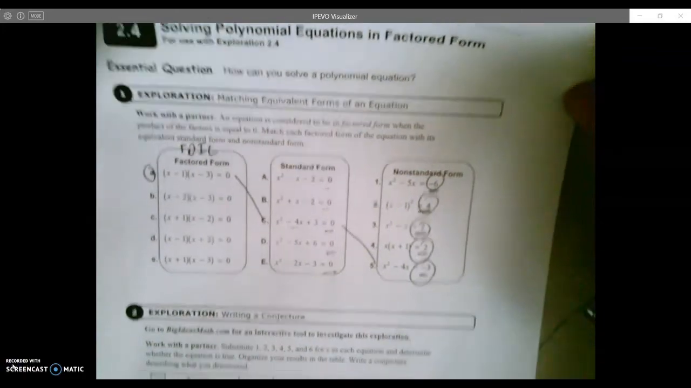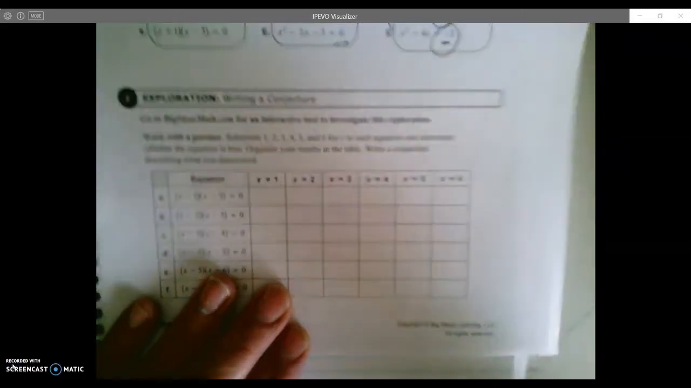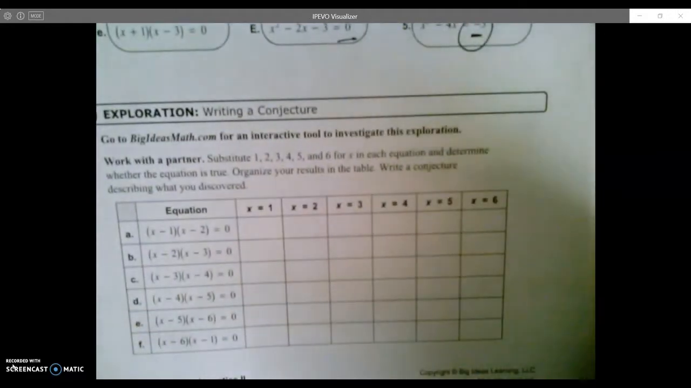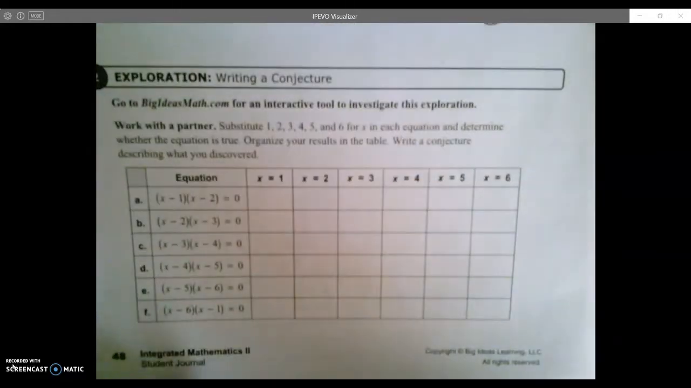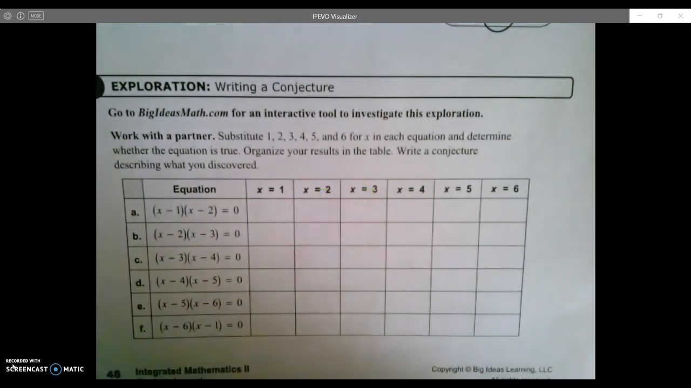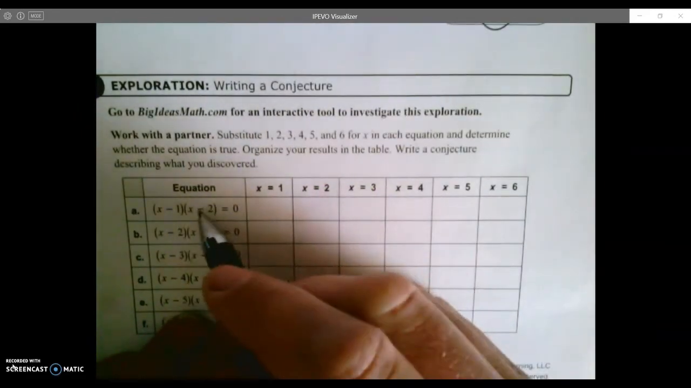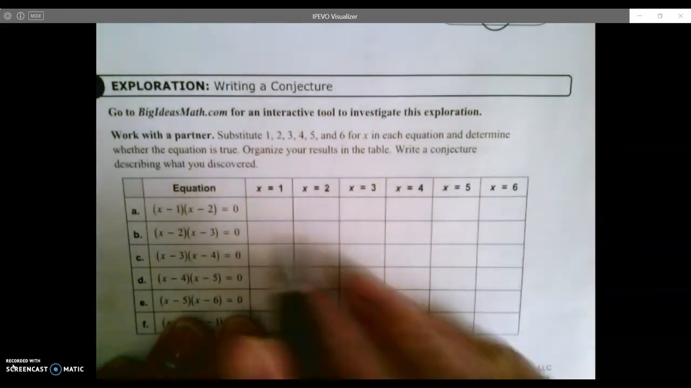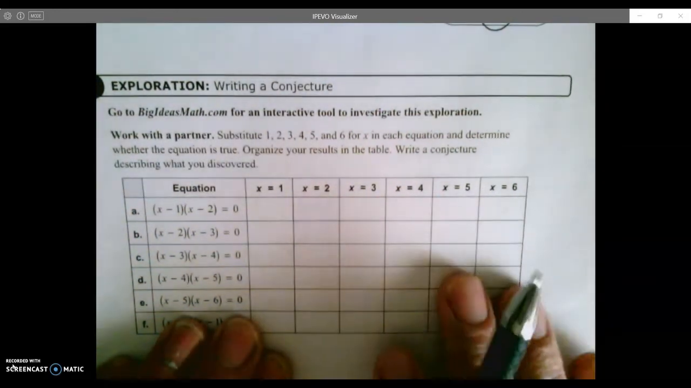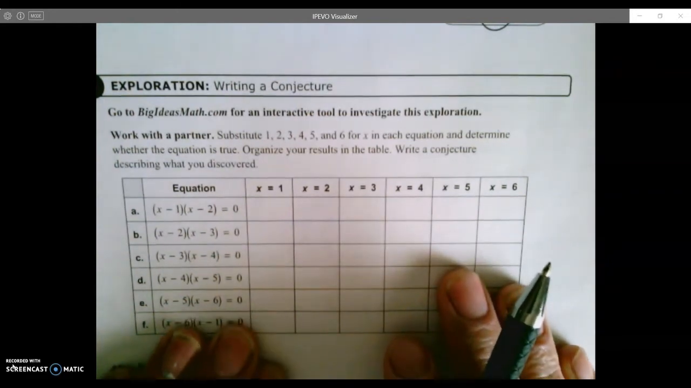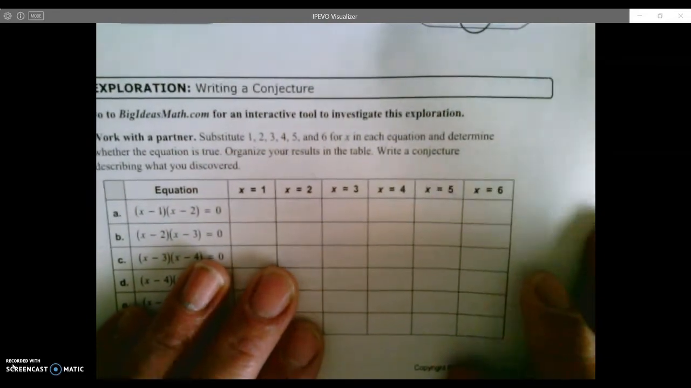So let's take a look at the second half here, this exploration. And again, this is a good exploration. They just don't give you enough room here. Okay, so let me try and explain what they want you to do. Make sure that's clear. They want you to insert 1 into this equation, but they also want you to do 2 and 3 and 4 and 5 and 6. This is sort of where a table would be really good, like Excel or Microsoft Sheets. We might play around with that a little bit.